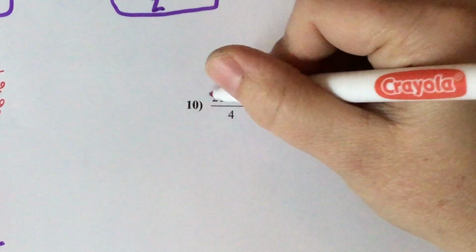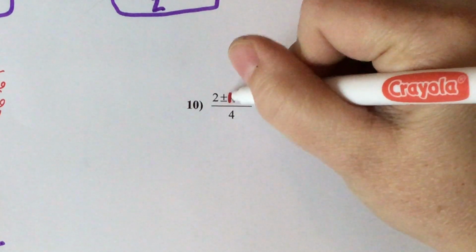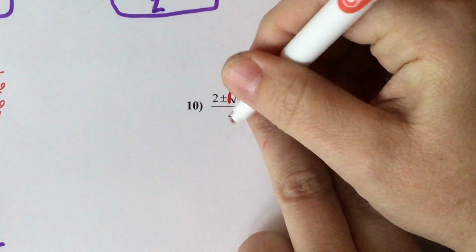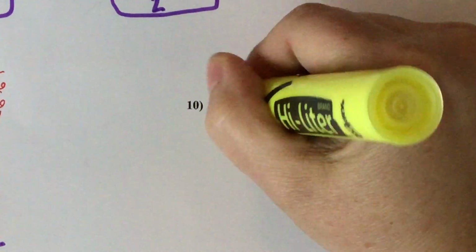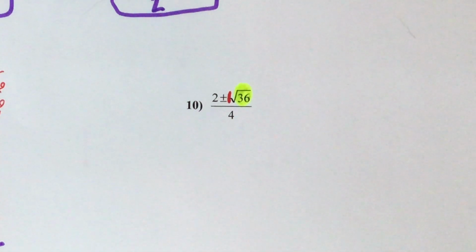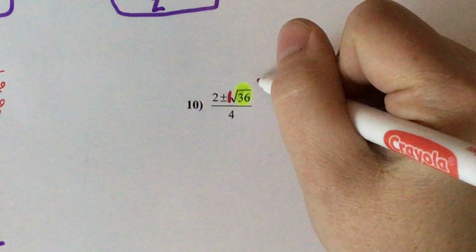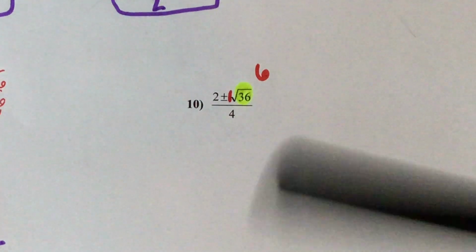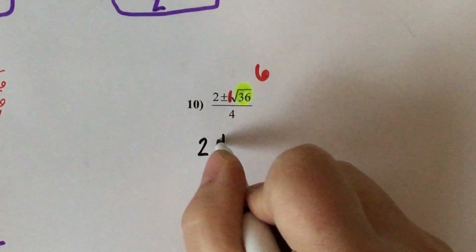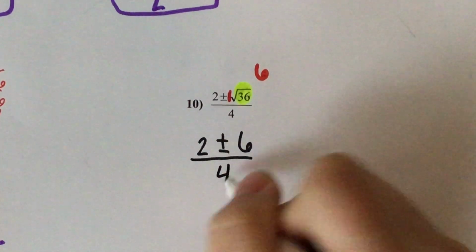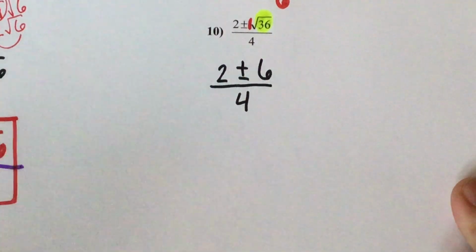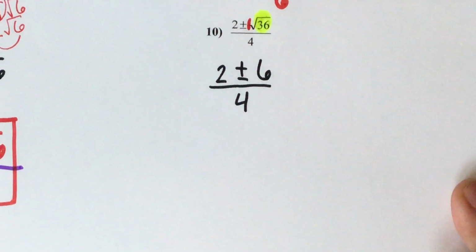Now, example 10. I cannot just reduce the 2 and 4 because there's a 1 in front here that you do not see. And you can't reduce 2, 1, and 4 all by something. So then I look at my square root, and I can actually do something with that. This is a perfect square, so it's going to be pretty. What is the square root of 36? It's a 6. So I'm going to rewrite this as 2 plus minus 6 all over 4. Now, I can reduce this if I want, but I'm not going to reduce it. I'm actually going to work it out.